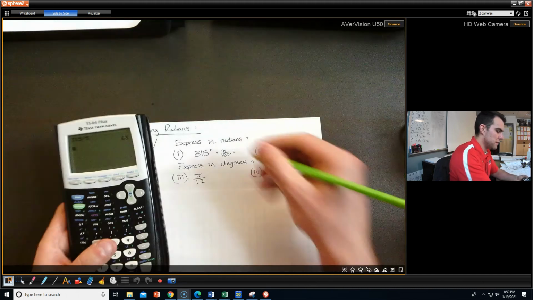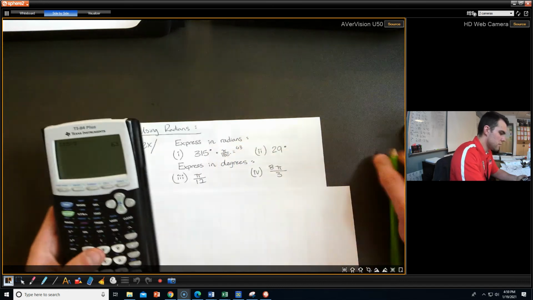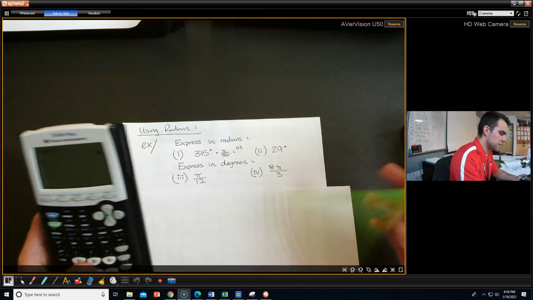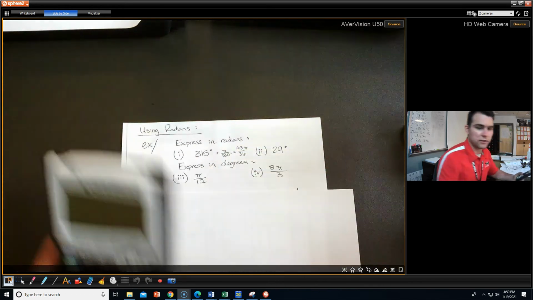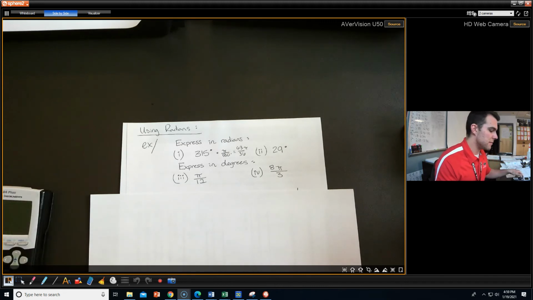So when I divide 315 by 5, I get 63. When I do 180 divided by 5, I get 36. So right now I have 63 pi over 36. Technically correct, but also I'd like to reduce that a little bit more. I know 3 can go into the top and bottom as well.